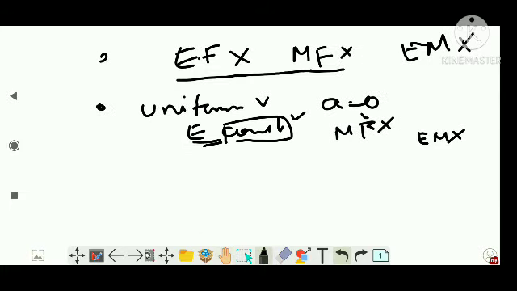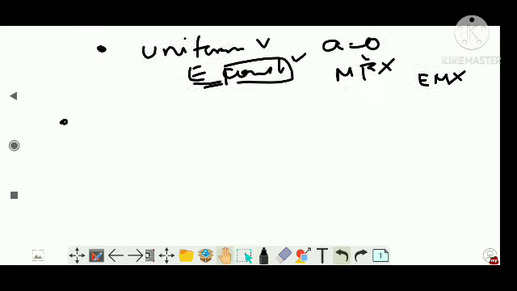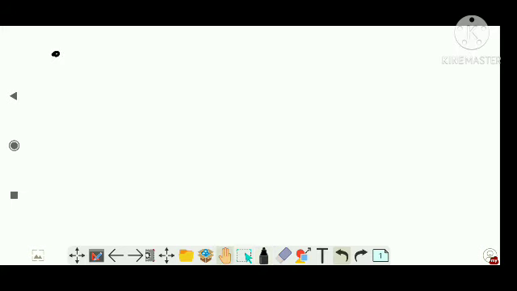Clear? Now the third condition: I'm going to take a charge which is accelerated. To understand the motion of the charge, let's take the motion of a pendulum, because it has a bob at the end.